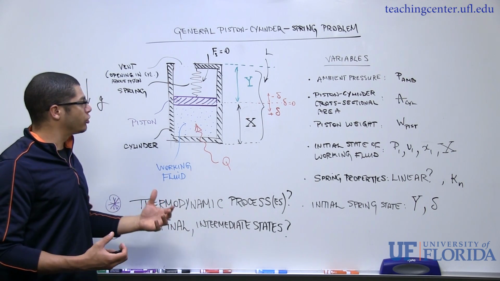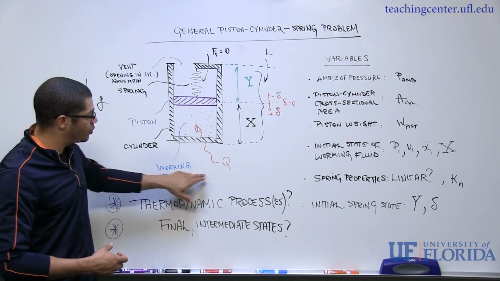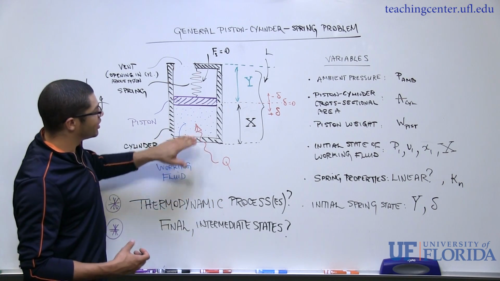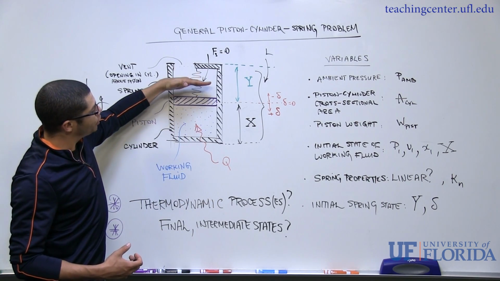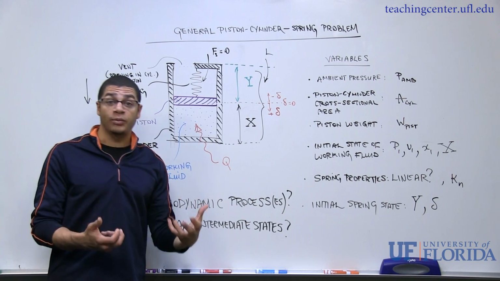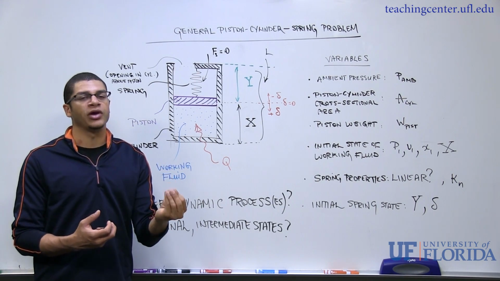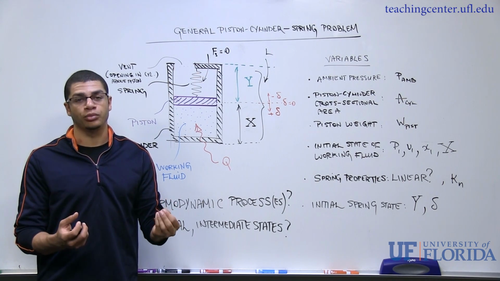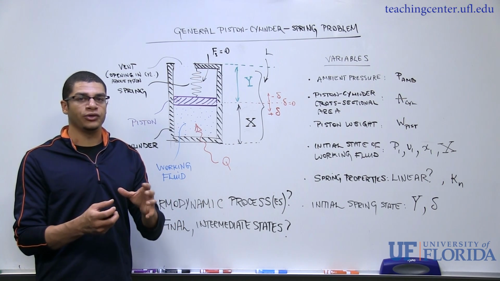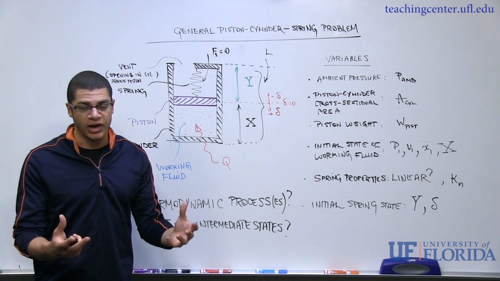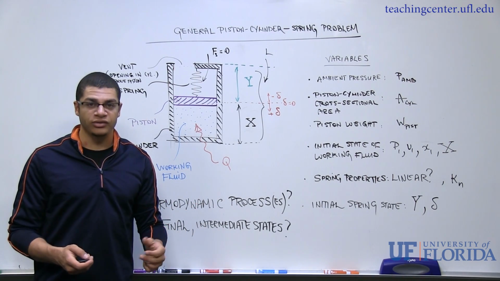To give an example of one type of process, it could be just simply heat addition until we reach a predetermined final temperature or final volume. Therefore, with one more piece of information, we can constrain the end state of the problem and proceed to doing a mass conservation analysis or energy conservation analysis.